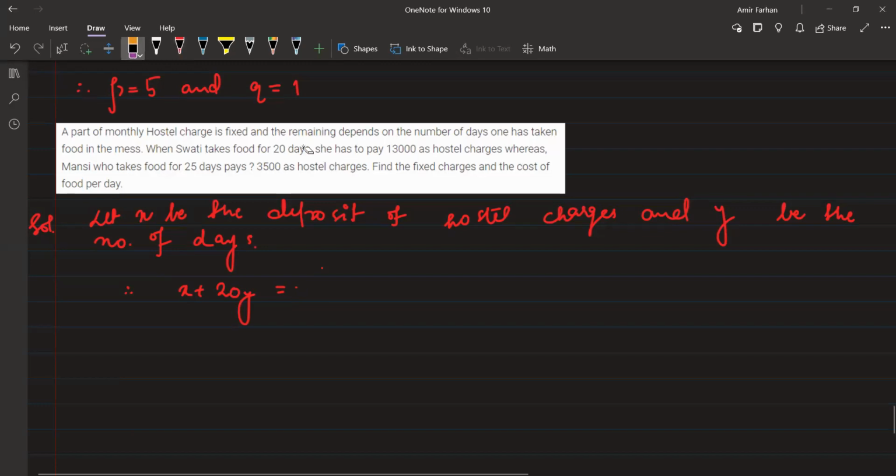Okay, so this is not 13,000, this is 3,000 basically. So change your equations accordingly. It's a misprint in the website. Next is x plus 25y equals 3,500.